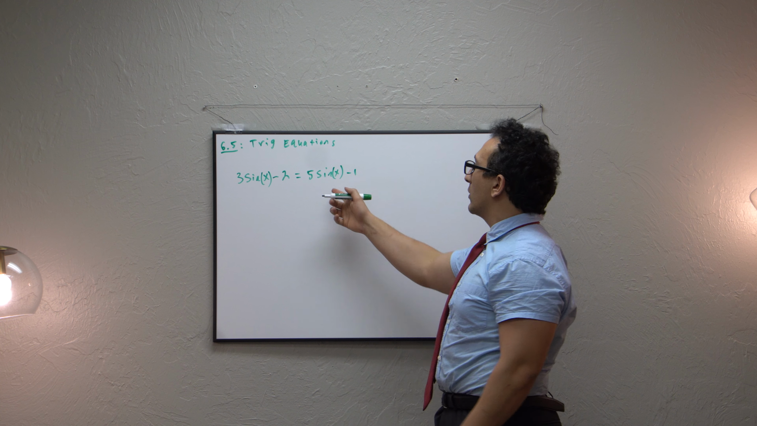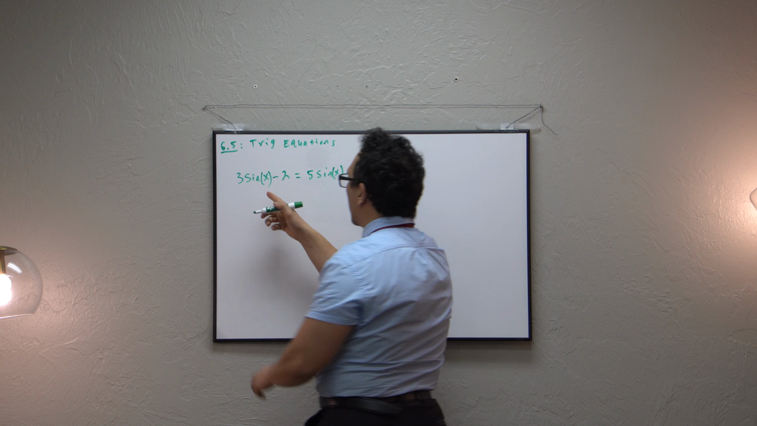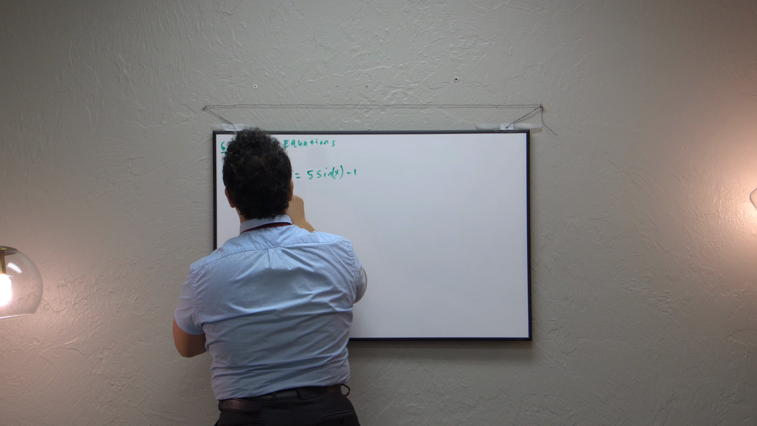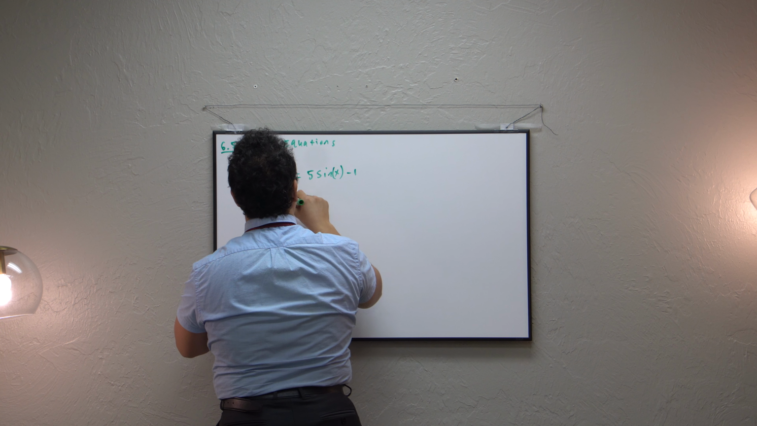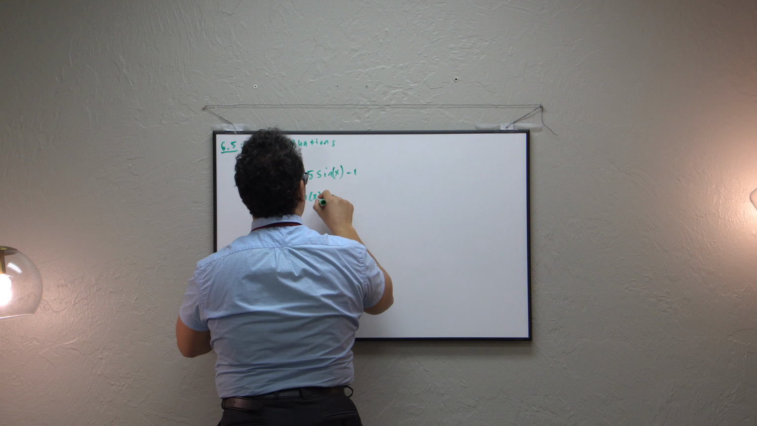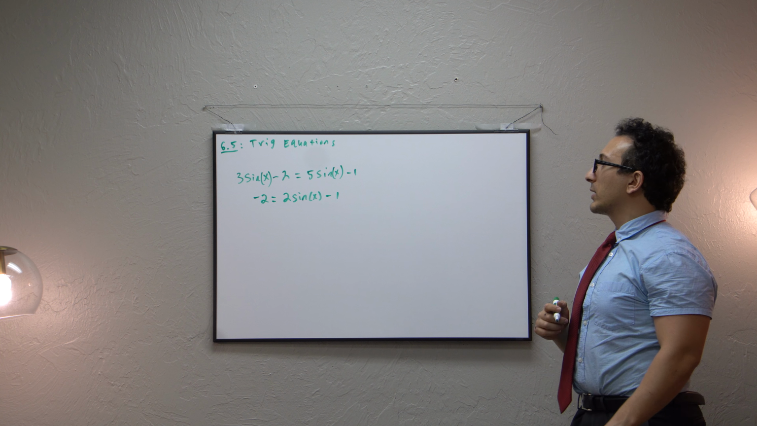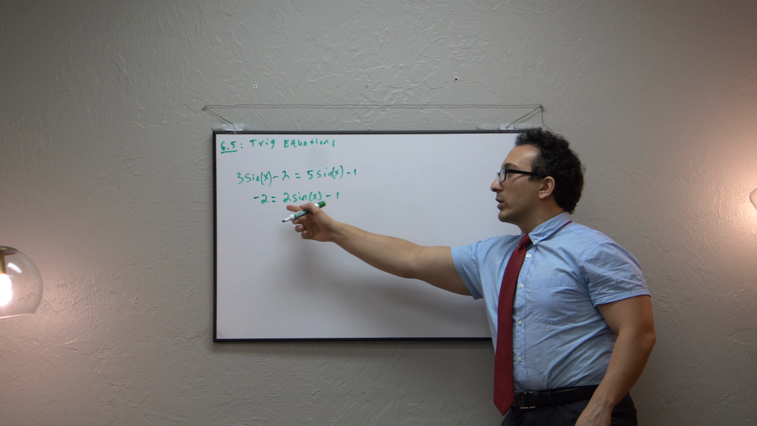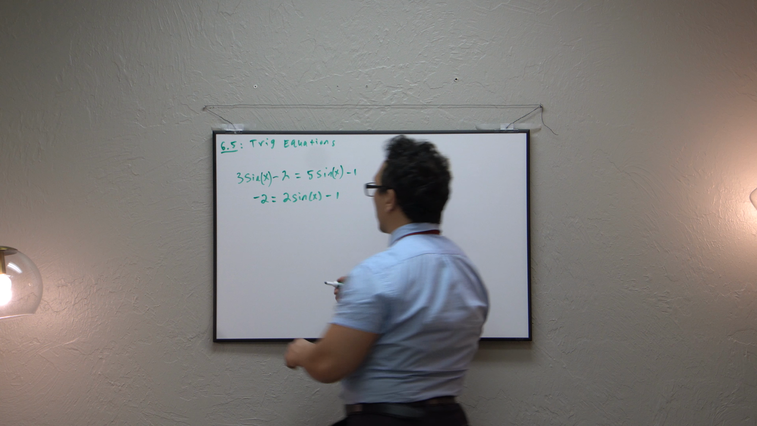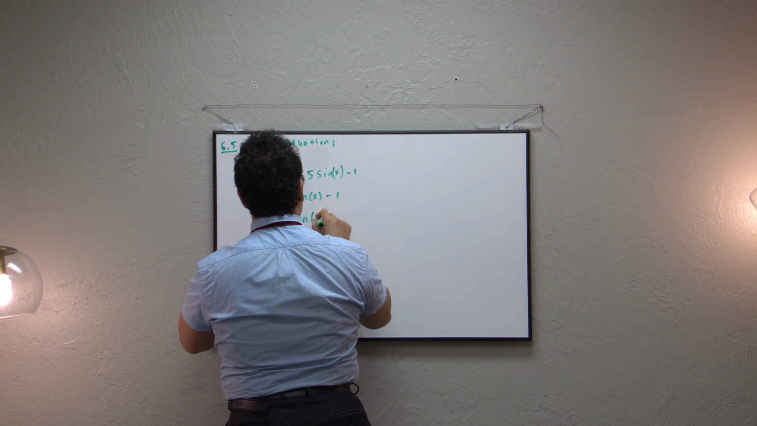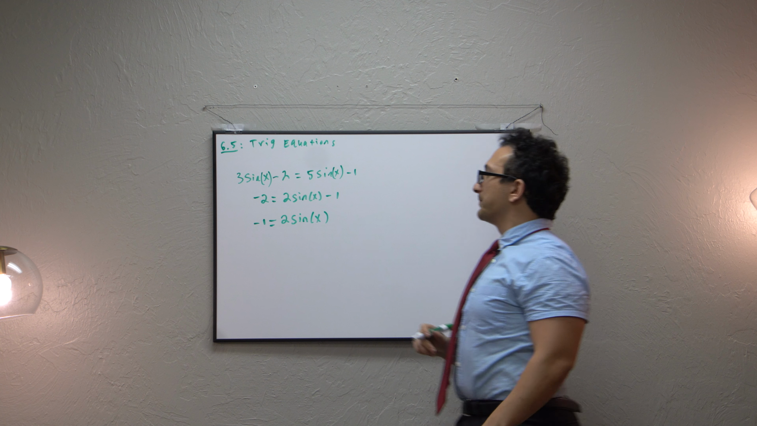To do so, we group like terms. We have a sine of x and a sine of x here, so I'll subtract 3 sine of x from both sides, leaving 2 sine of x minus 1 on the right hand side and just a negative 2 on the left hand side. Then I can add a 1 to both sides, grouping like terms again. So I get a negative 1 is equal to 2 sine of x over here.